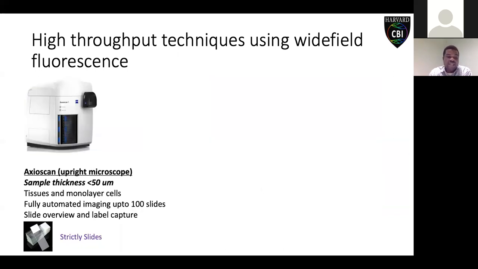So the next slide is the Airyscan. Again, this is a wide field, but it is an upright microscope. So you are imaging right from the top. The objectives are at the top. It is strictly for slides, and this is because you load slides right in here, up to 100 slides, and then it has an automated way to image your slides and to capture the label as well.